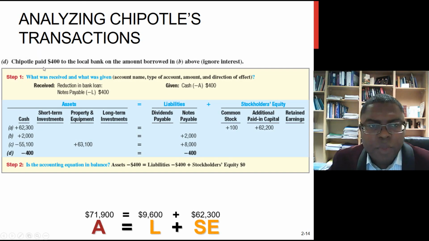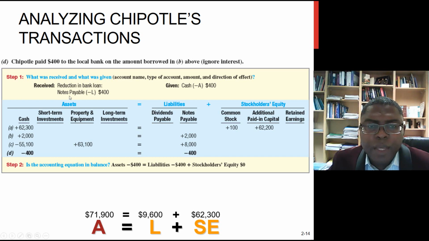Another transaction we want to look at is transaction D. Transaction D says Chipotle paid 4,400 to the local bank on the amount borrowed in B above. So we ignore interest. The company is making a payment on the notes payable that they had promised when they incur a debt. So what are the two accounts that are being affected?